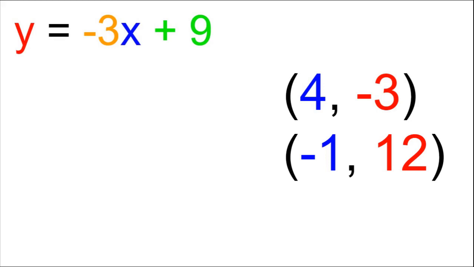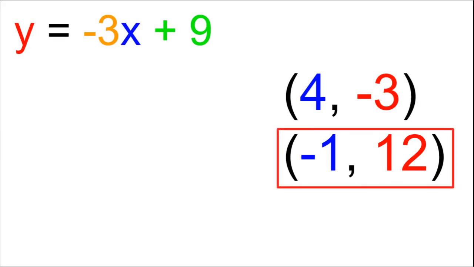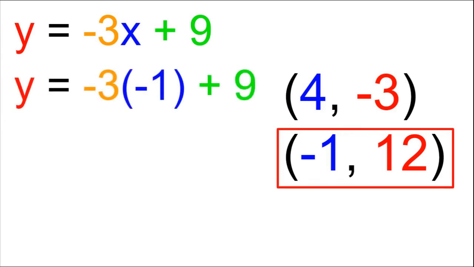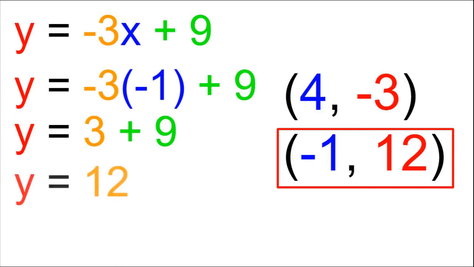Now we could also check our answer by taking the second point and substituting the x value to see if we get the correct y value. So instead of writing x, we can write negative 1. So negative 3 times negative 1 is positive 3, plus 9 is 12. And this proves that this is the correct equation, y equals negative 3x plus 9. Now you don't always have to check your answer, but it's good practice to make sure that you have the right answer. And that concludes the video.